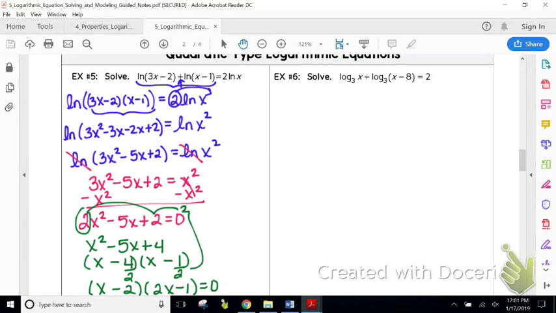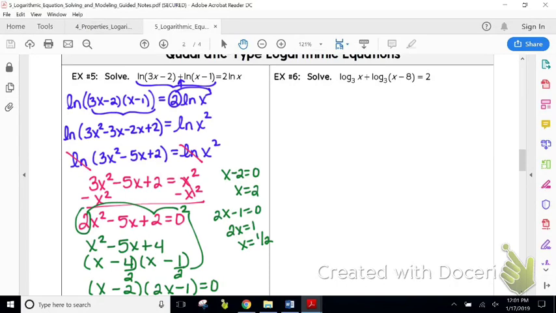And then set your factors individually equal to 0. So x minus 2 has to equal 0, and 2x minus 1 has to equal 0. So if we ever get something like x minus 1/2, you don't want to just leave it. So we got x equals 2 and x equals 1/2.